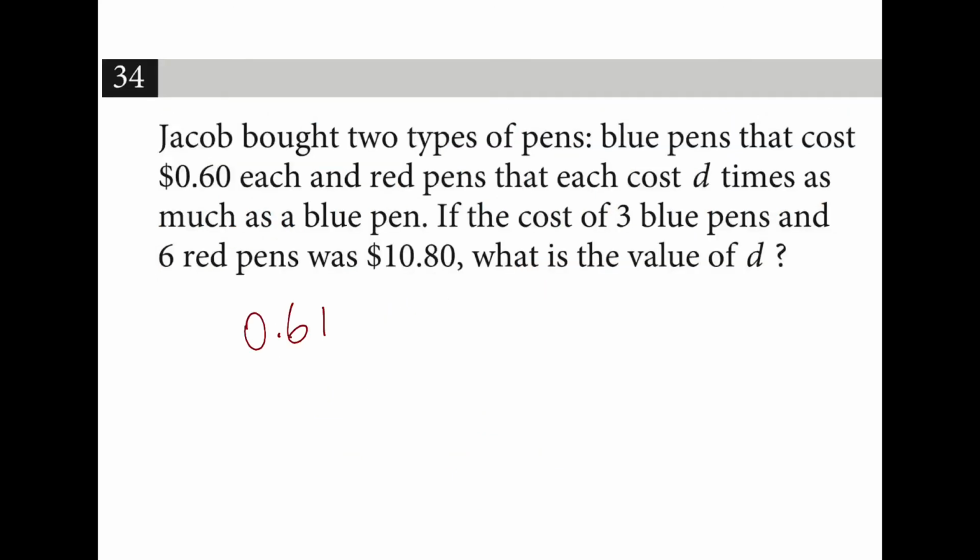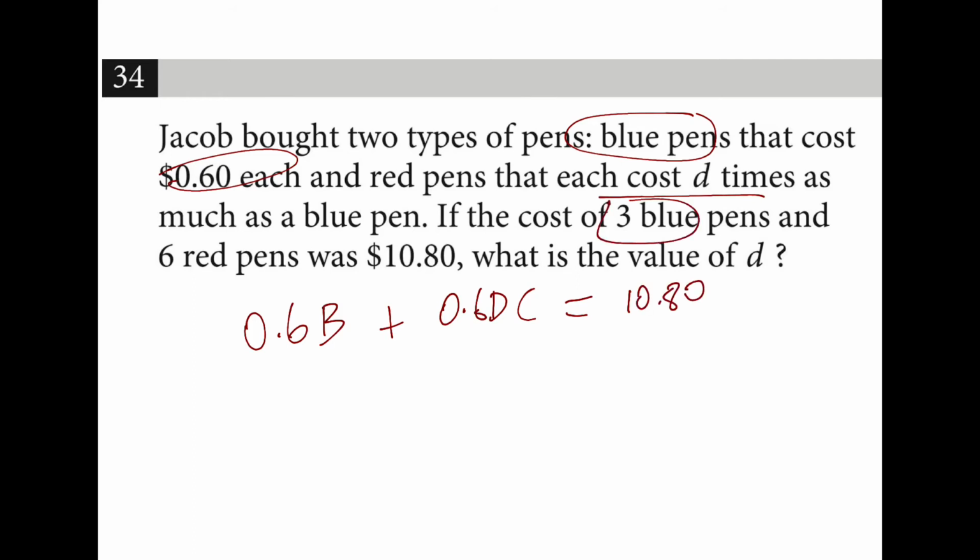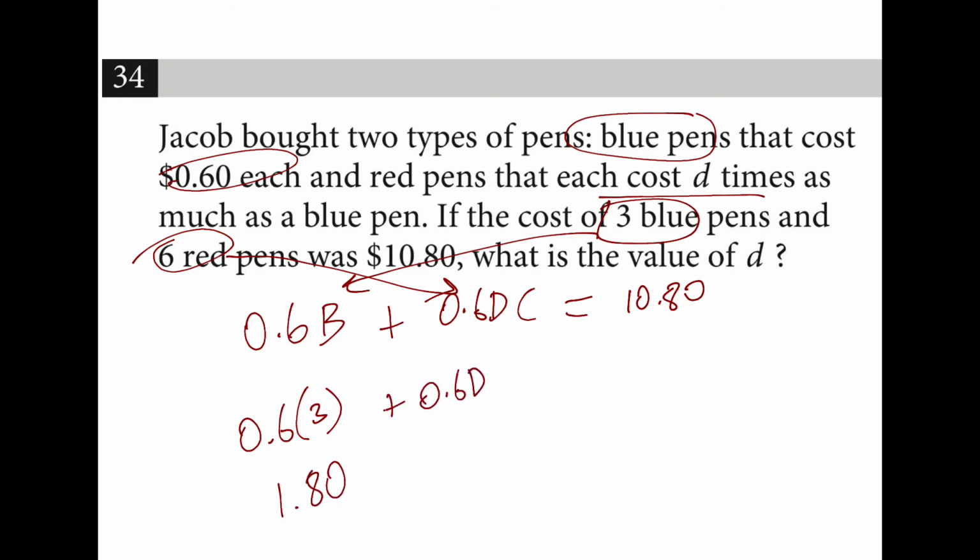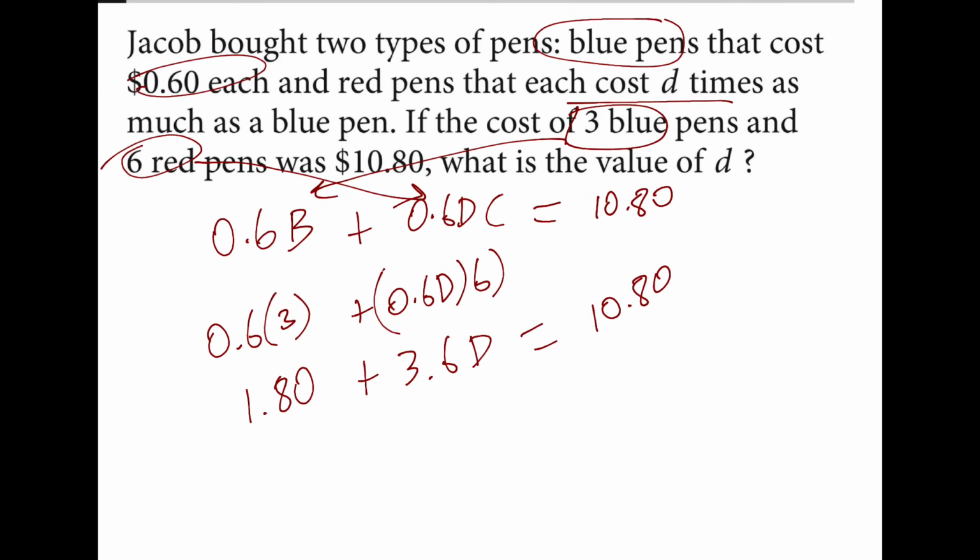So 0.6 for a blue pen. And red's d times as much as a blue pen. We spent a total of $10.80. So we're plugging in a 3 here and a 6 here. So 0.6 times 3 is $1.80. And this is 3.6 times whatever d is. So 3.6d is equal to 9 after you subtract, and then when you divide, you get an answer of 2.5, which is your answer.